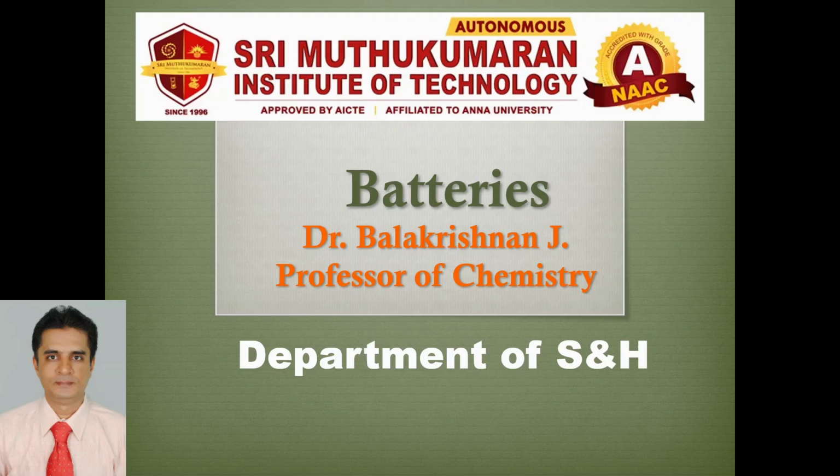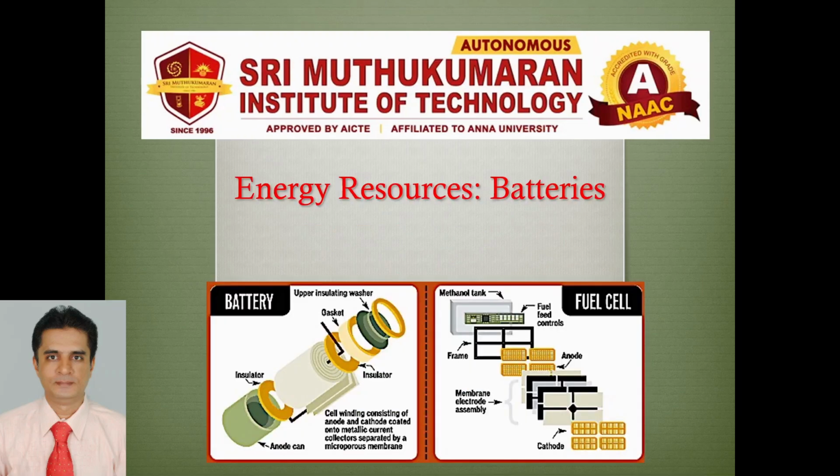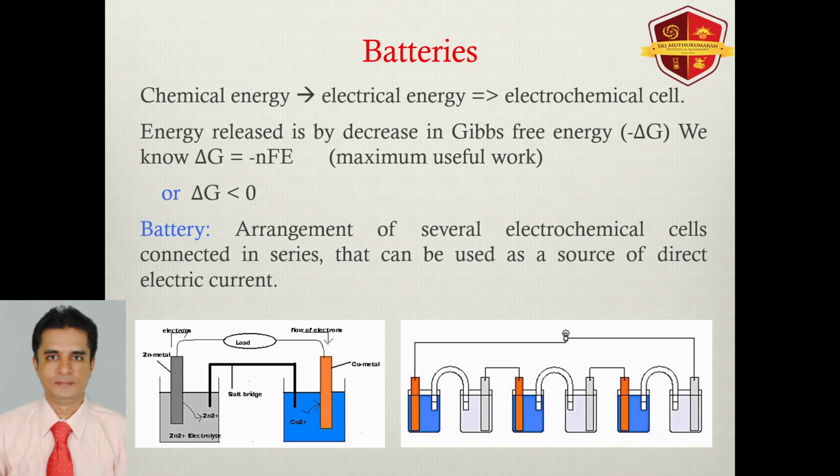Today we are going to discuss batteries, types of batteries and applications of batteries. Batteries are energy sources. In a battery, chemical energy is converted into electrical energy, hence it is called an electrochemical cell. Energy is released by the decrease in Gibbs free energy, minus delta G. We know that delta G equals minus nFE, the maximum useful work. Delta G is less than 0.